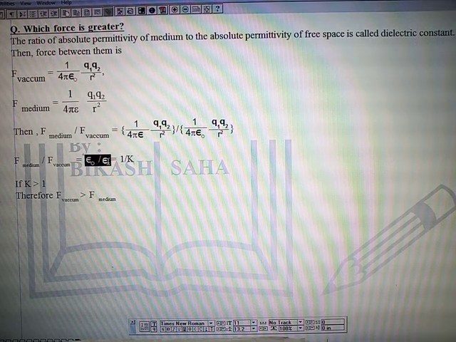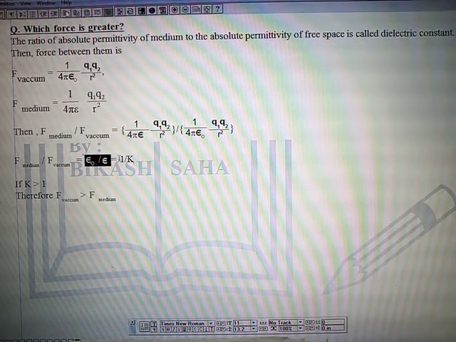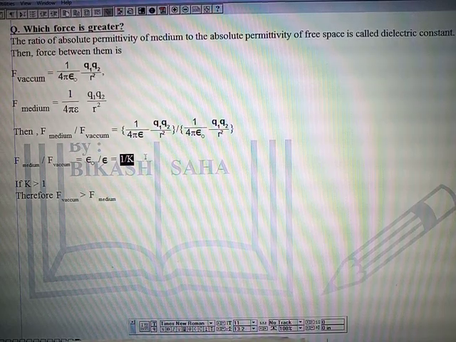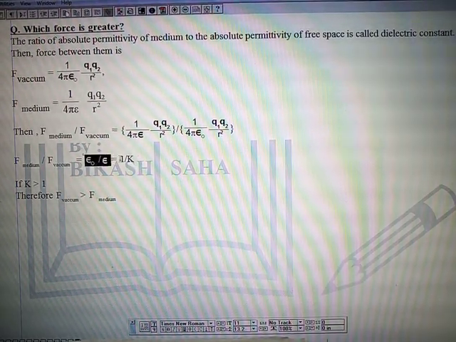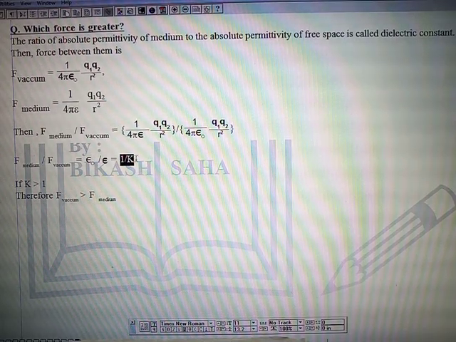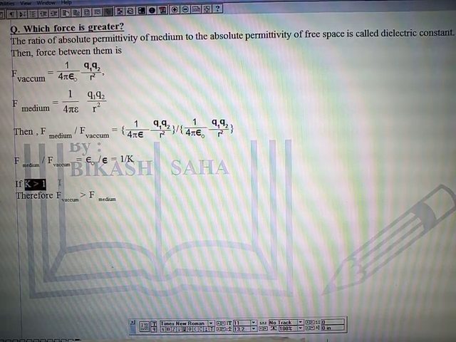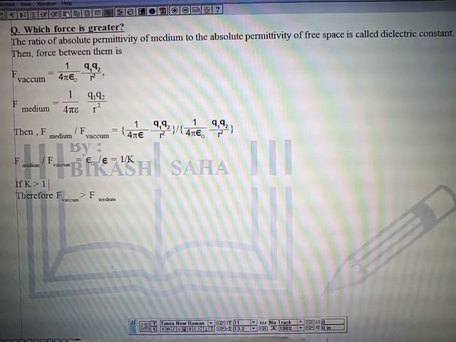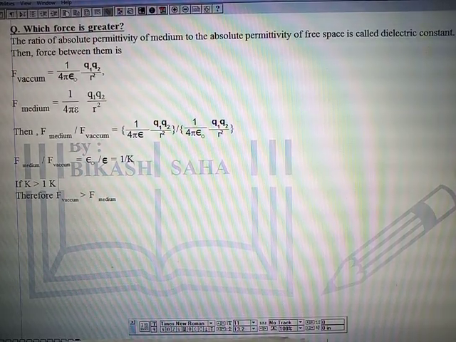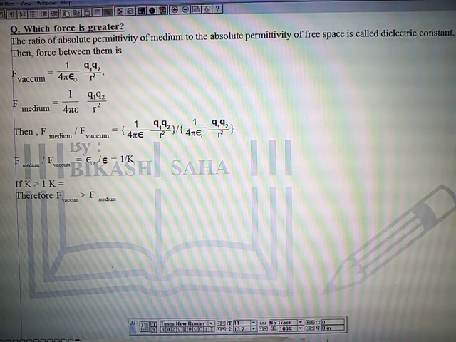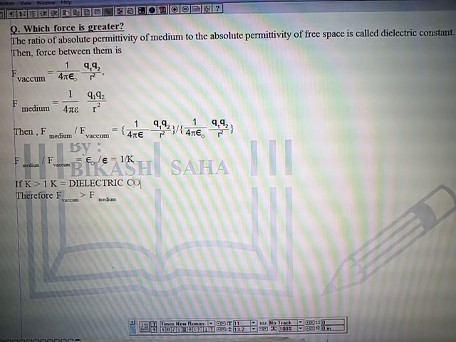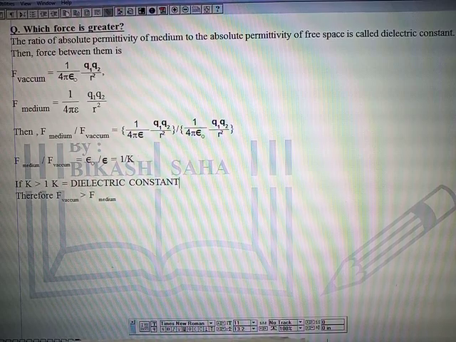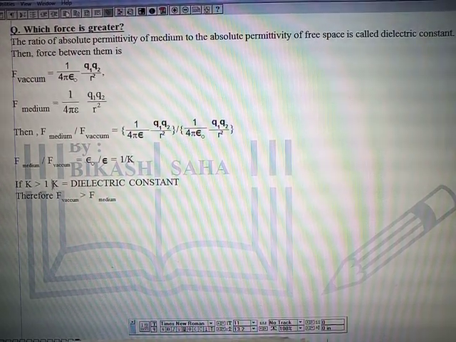And let me remind you this: epsilon naught by epsilon is nothing, it is 1 by k. Note this is also very important. Epsilon naught by epsilon is 1 by k once again. Also note that k is the dielectric constant. Is it clear? This is the dielectric constant.